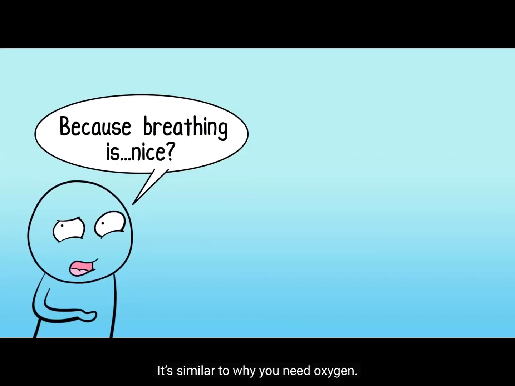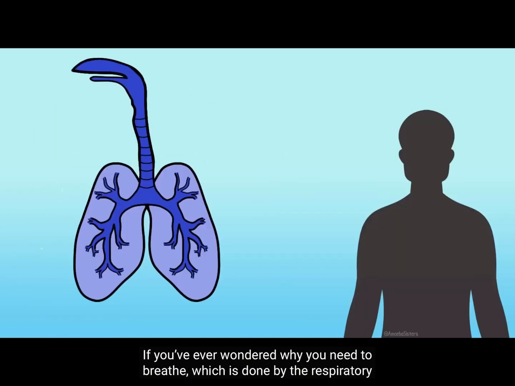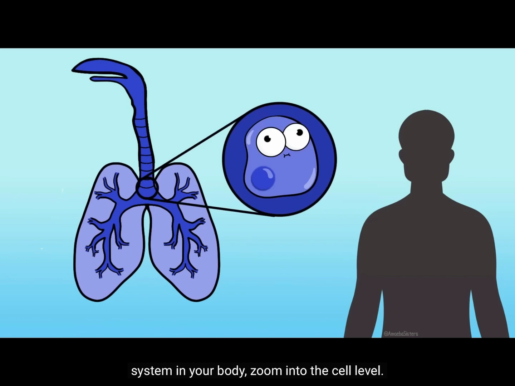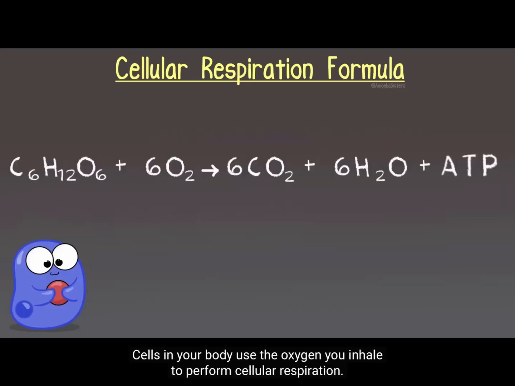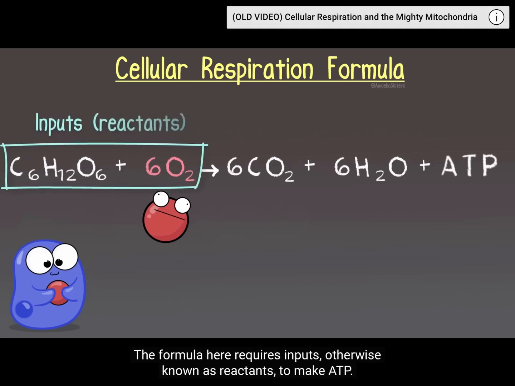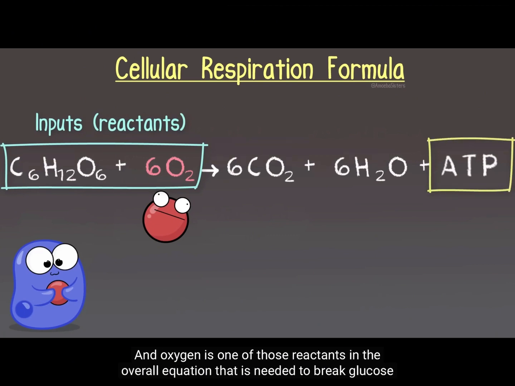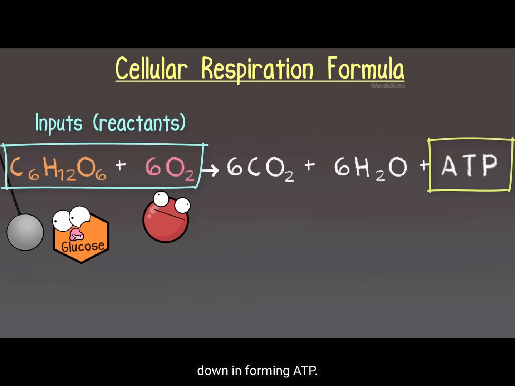It's similar to why you need oxygen. If you've ever wondered why you need to breathe, which is done by the respiratory system in your body, zoom into the cell level. Cells in your body use the oxygen you inhale to perform cellular respiration. The formula here requires inputs, otherwise known as reactants, to make ATP. And oxygen is one of those reactants in the overall equation that is needed to break glucose down in forming ATP.